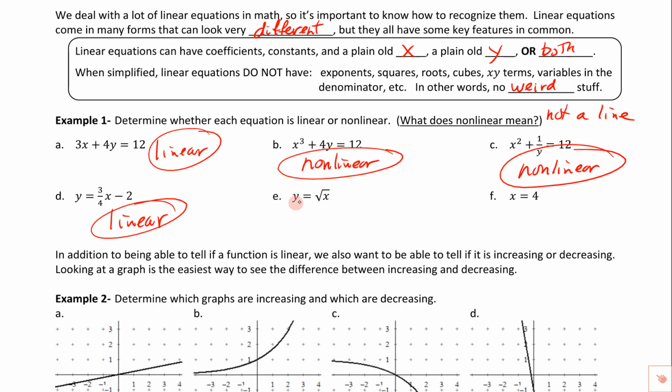The next one, plain old y, but on this side we have a square root of x. That makes it non-linear automatically, okay?